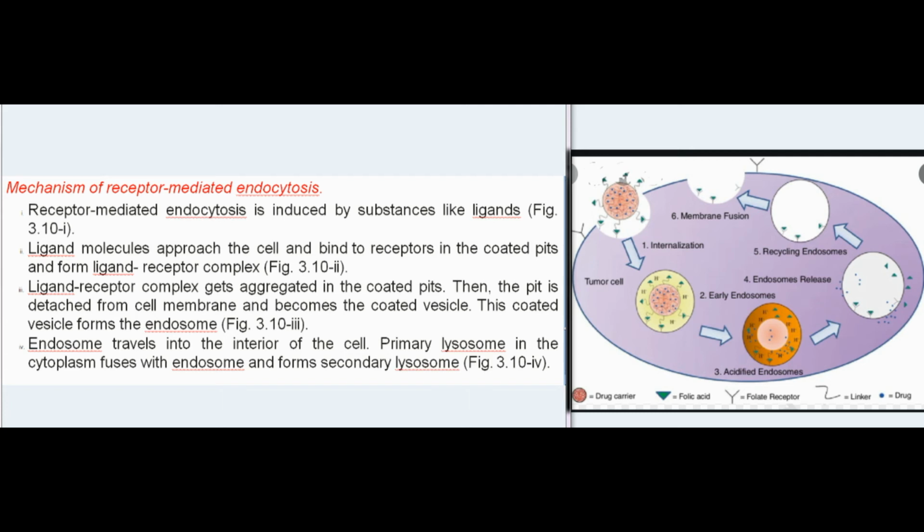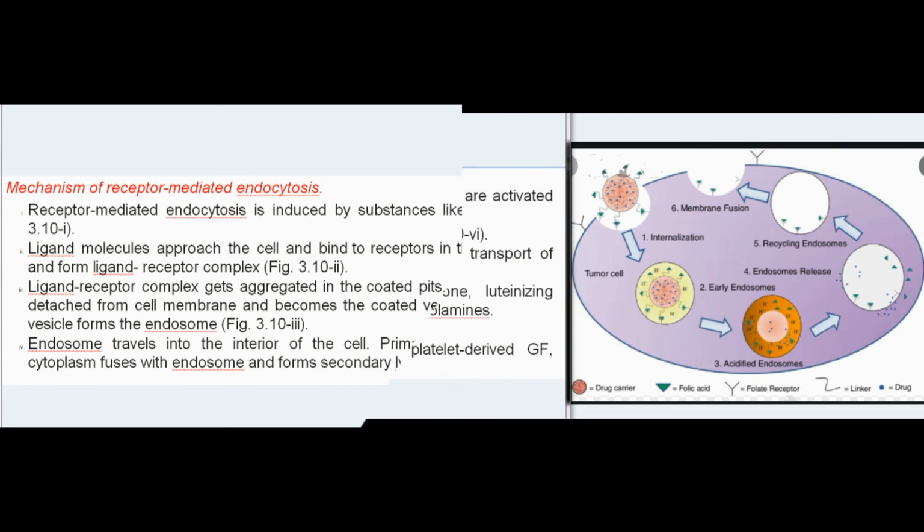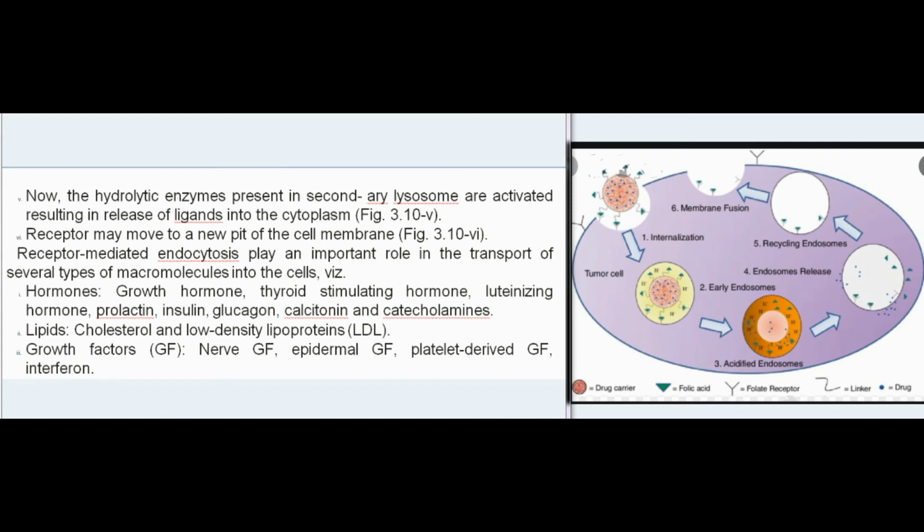Endosome travels into the interior of the cell. Primary lysosome in the cytoplasm fuses with endosome and forms secondary lysosome, Fig 3.10-4. Now, the hydrolytic enzymes present in secondary lysosome are activated, resulting in release of ligands into the cytoplasm, Fig 3.10-5. Receptor may move to a new pit of the cell membrane, Fig 3.10-6. Receptor-mediated endocytosis plays an important role in the transport of several types of macromolecules into the cells, viz.